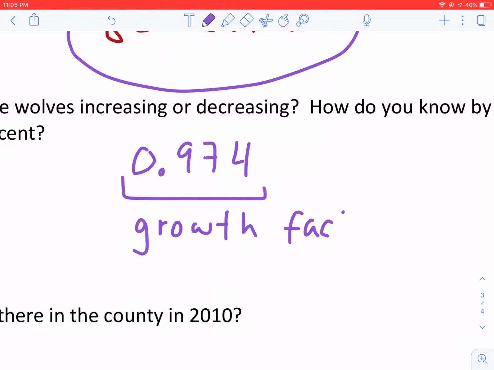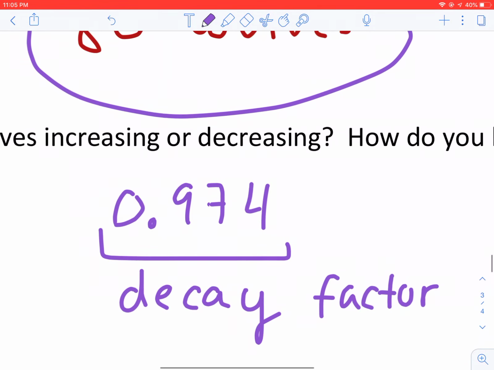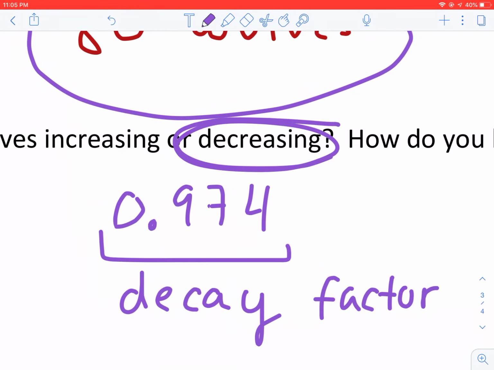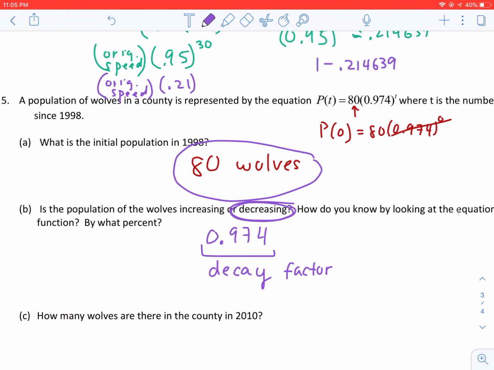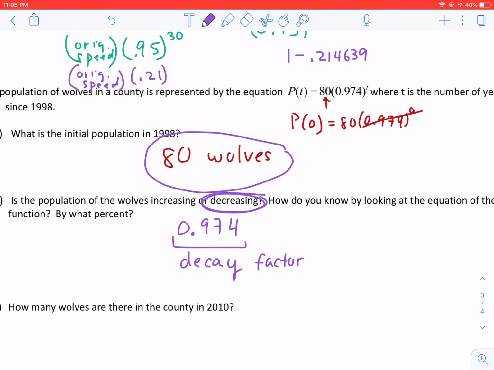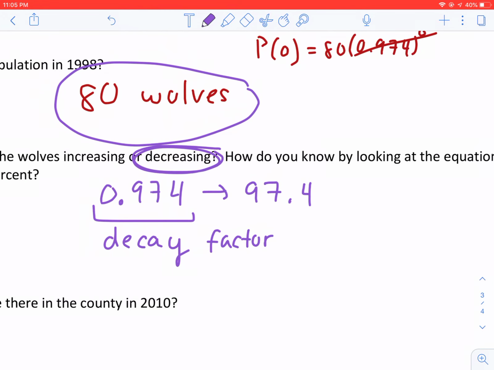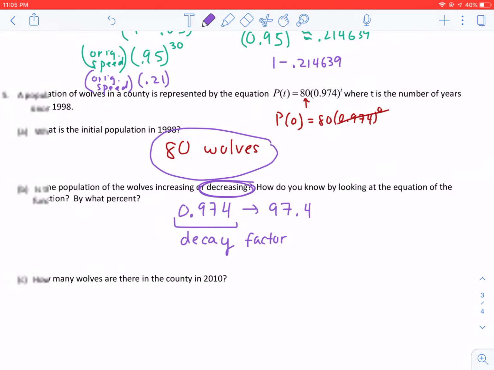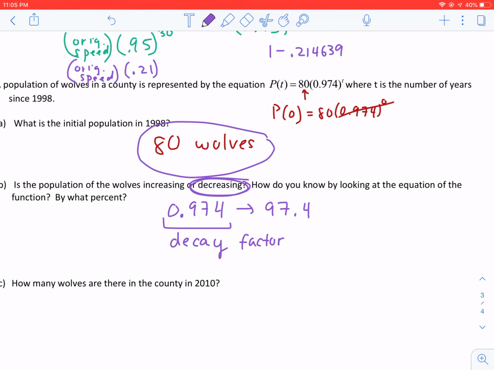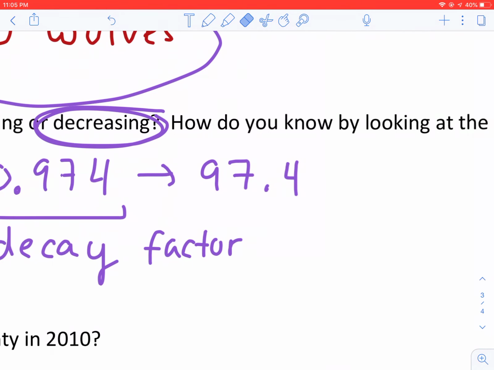What would be the growth factor if it were more than 1? So it's less than 1, so that's going to make it a decay factor. If we're multiplying something by a number less than 1, it's going to be decreasing. So we know it's decaying. So the number of wolves is getting less and less. In fact, as a percentage it's 97.4%. So if you have 97.4% of 80 wolves, you're going to have fewer wolves. So how do you know by looking at the function? I know because my factor is less than 1.